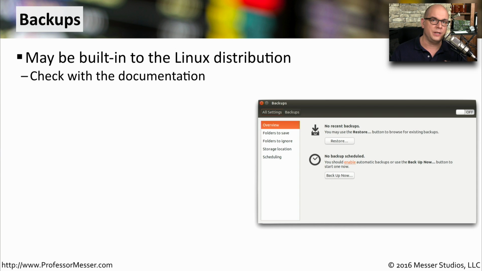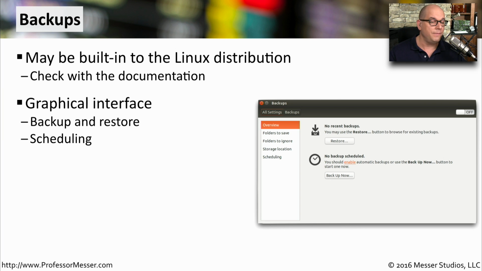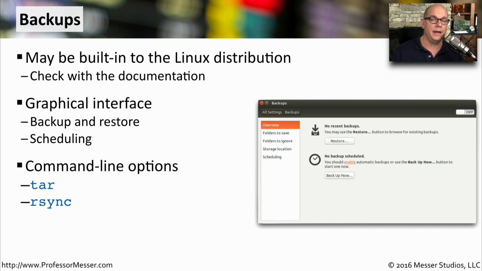You may want to check with the documentation for your distribution to find out which specific backup application is being used. This might be a graphical application like this one, where I can choose to backup or restore directly from the user interface. You'll notice there's even scheduling built into this one, or you may be able to run this from the command line. Often a Linux distribution will include tar or rsync as backup options.